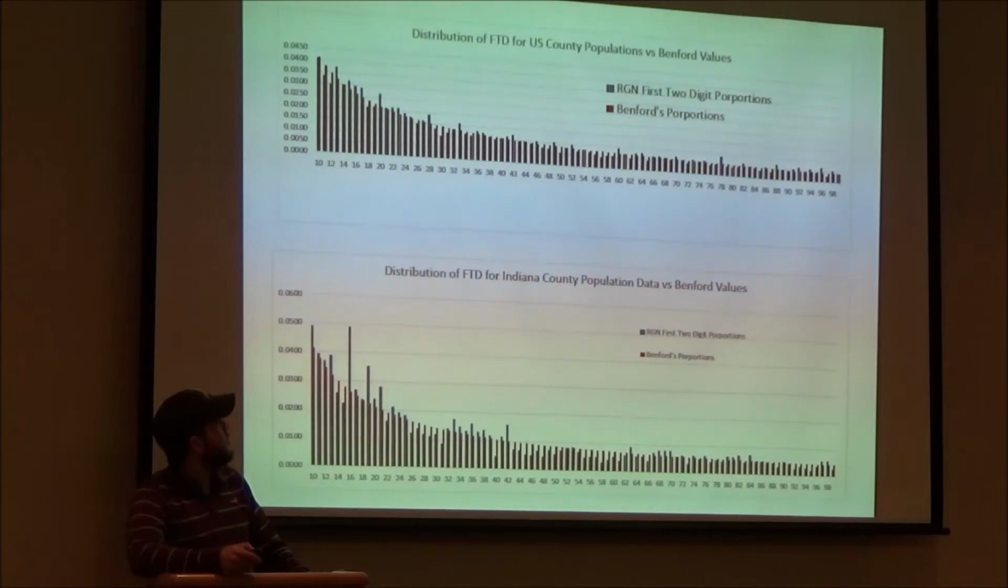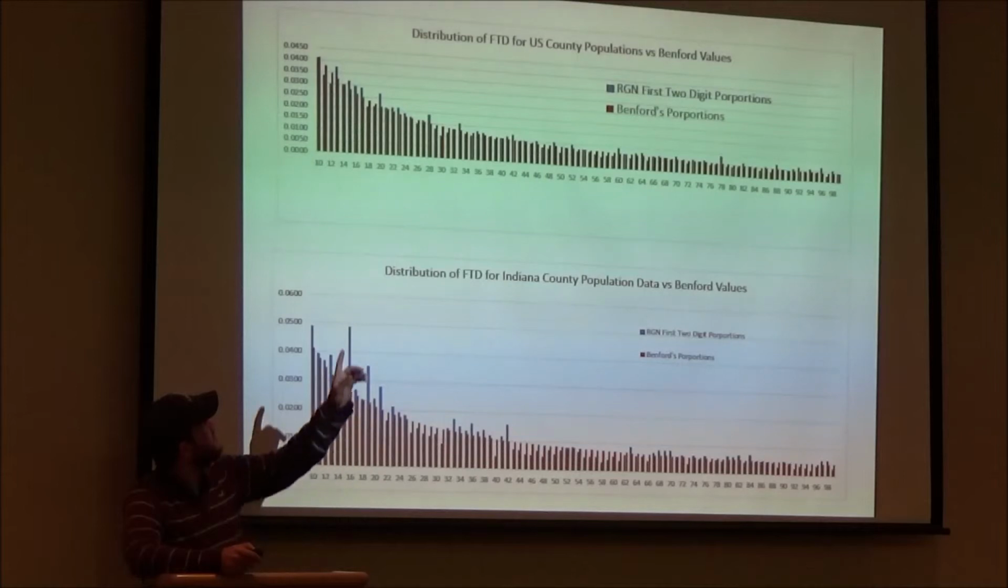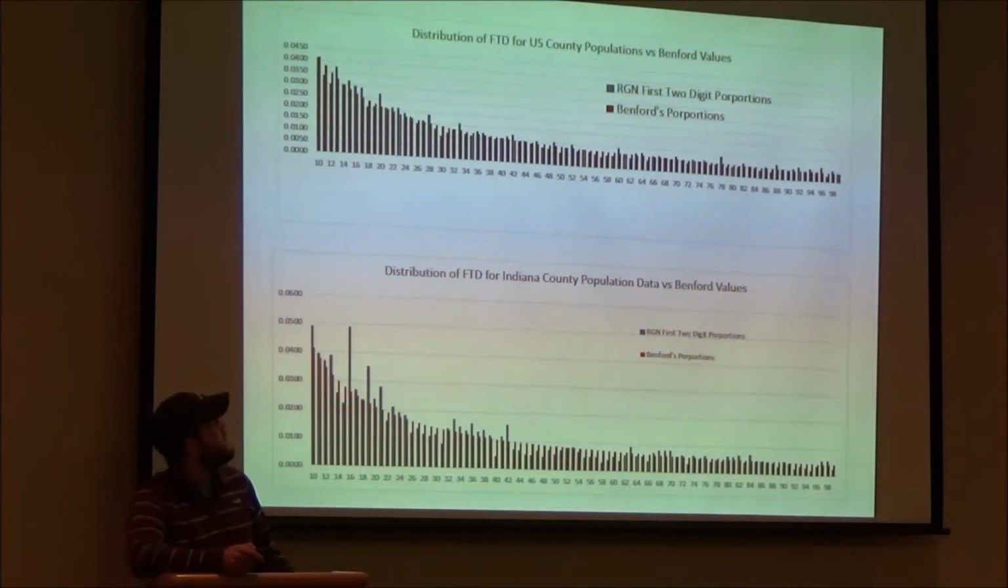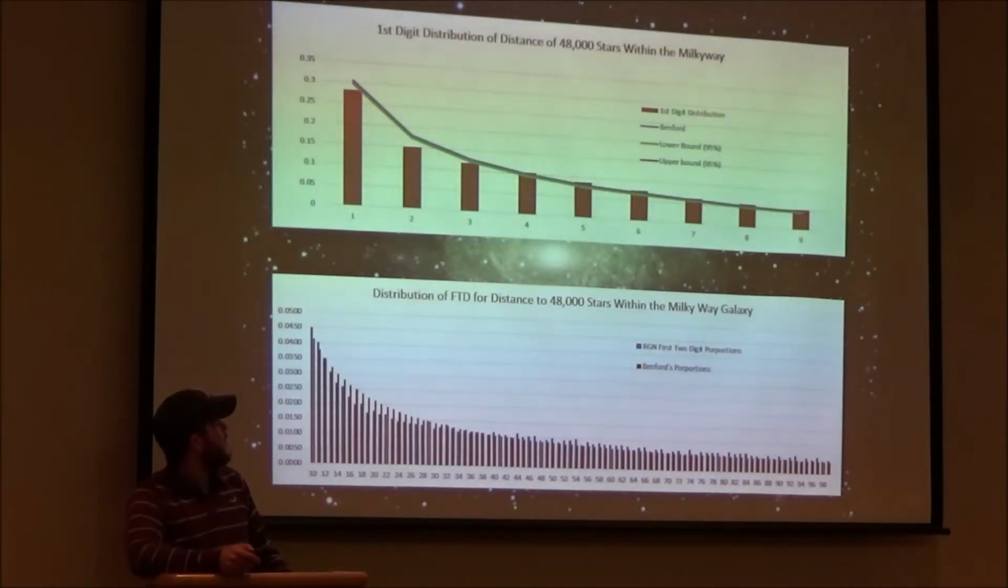This is county populations for Indiana and U.S. county populations. I think there were 3,800 counties in the United States, and Indiana obviously just 92. So it shows again, the more data to pull from, the closer you get. And this one is the best because it's the most natural and it has the highest amount of data points. These are the distances of 48,000 of the stars in the Milky Way galaxy, and these seem to fit everything quite nicely.